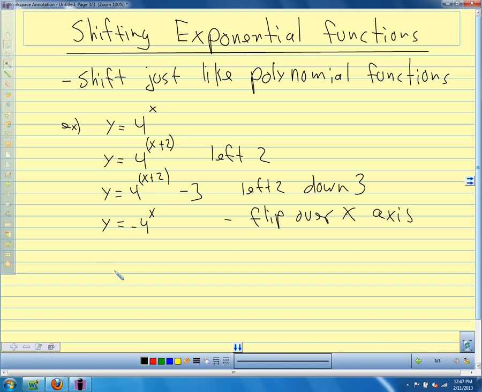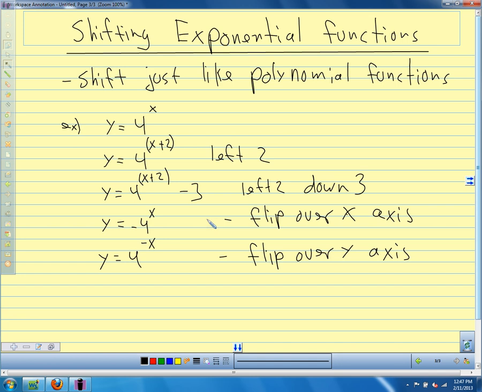And how about y equals 4 to the minus x? And we just did an example of that. So how can we think of this one as a shift? Flip over the y-axis. And that's what we just looked at with the functions that we graphed. When we graphed 2 to the minus x, it was just flipped over the y-axis.